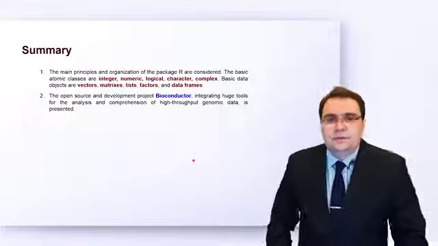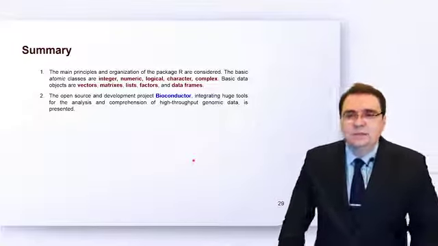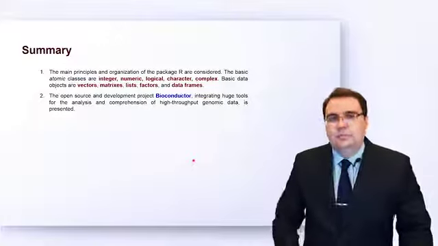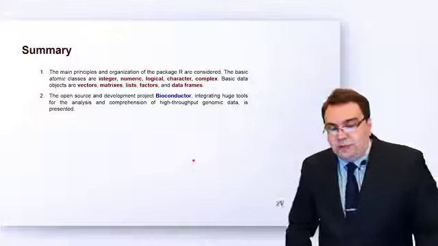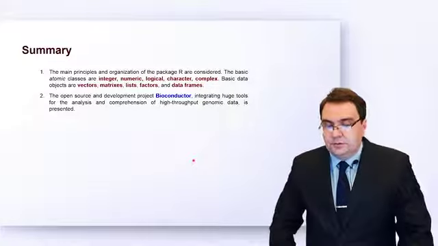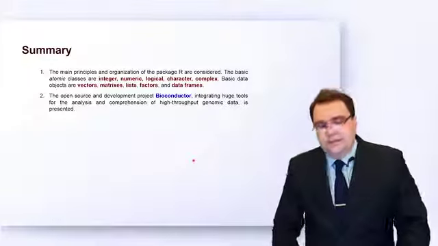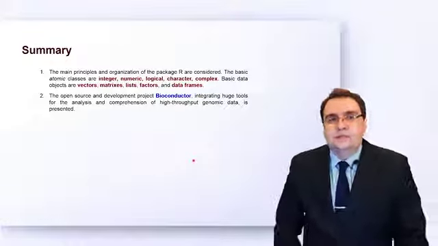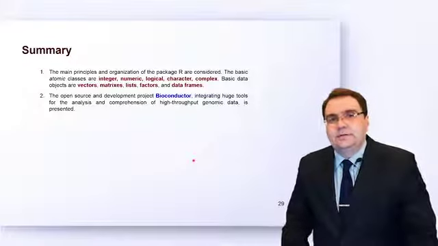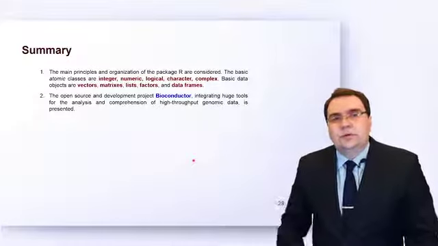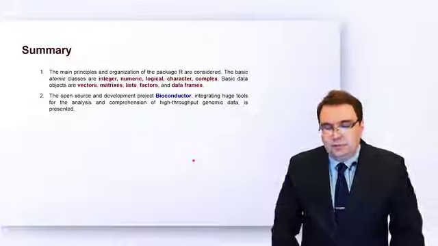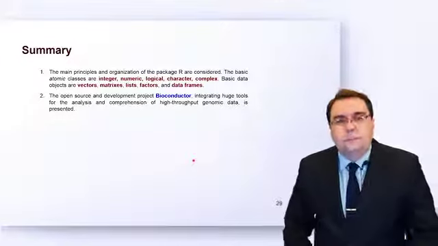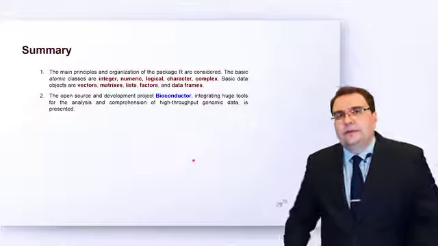Okay, so I tried to summarize the basic materials that we will need during our summer course. We will study a little bit more on the R package, on R programming. The main principles and organization of the package are considered, and the basic atomic classes for data structures are integer, numeric, logical, character, complex. The basic data objects are vector, matrices, lists, factors, and data frames. The open source and development project Bioconductor exists, so you can use it, and it integrates huge tools for data analysis and comprehension of high-throughput genomic data, which is very helpful for work in bioinformatics, for example.